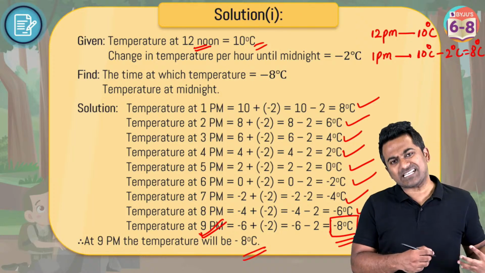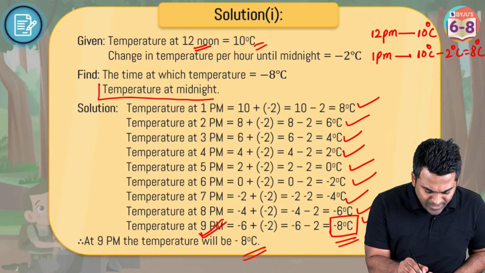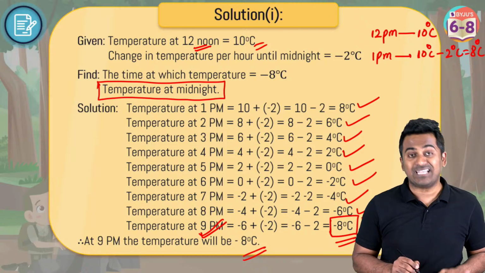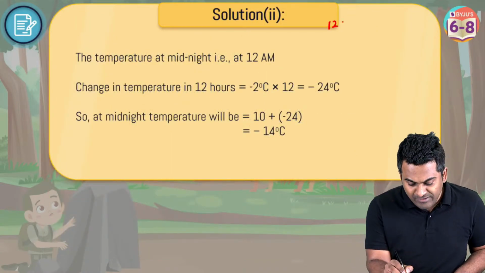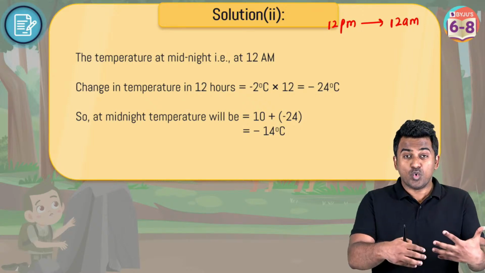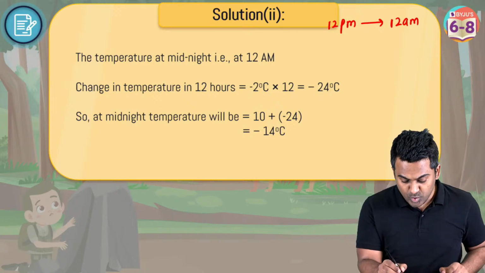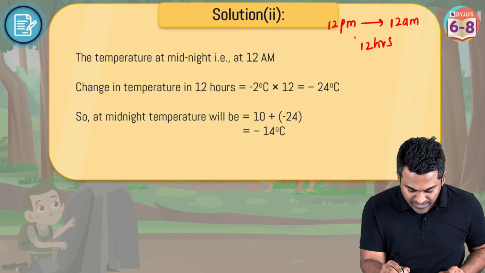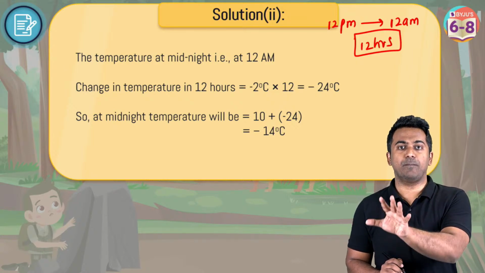Okay, now let's come to the second part. There was another question, right? We also had to figure out the temperature at midnight. So midnight is going to be what? Now, from 12 p.m. to 12 a.m., that is from noon to midnight, how many hours are there? There are 12 hours, right? There are 12 hours from 12 noon to 12 midnight.